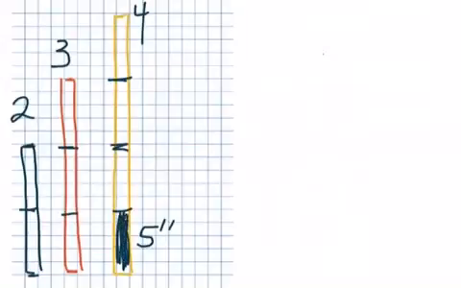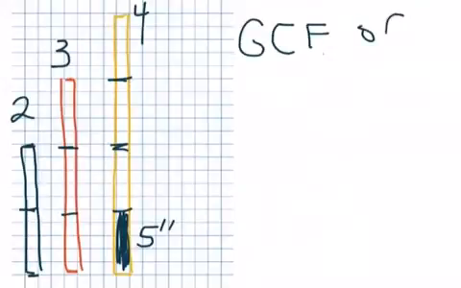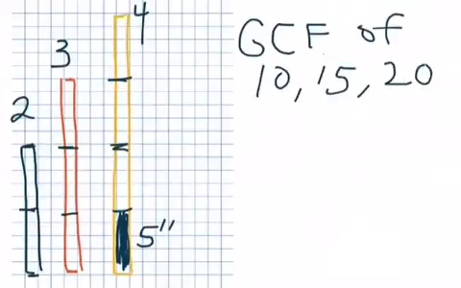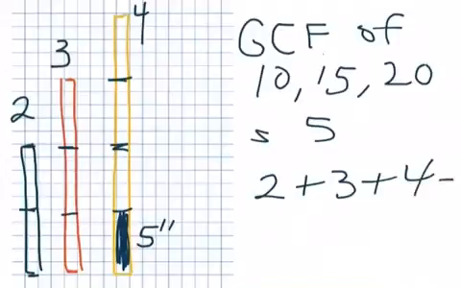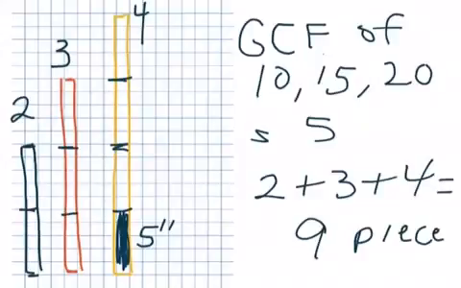Okay, so each piece of wood that I've cut is 5 inches. So a way to show my thinking is I found the GCF of 10, 15, and 20. You can stop and write that on your paper because that's what you've done. And that equals 5. Okay. So that allows me to get 2 pieces, 3 pieces, and 4 pieces out of the wood for a total of 9 pieces. So it's really a pretty simple problem.